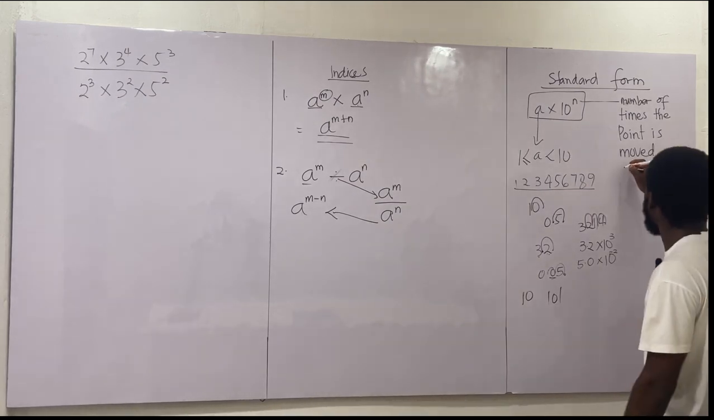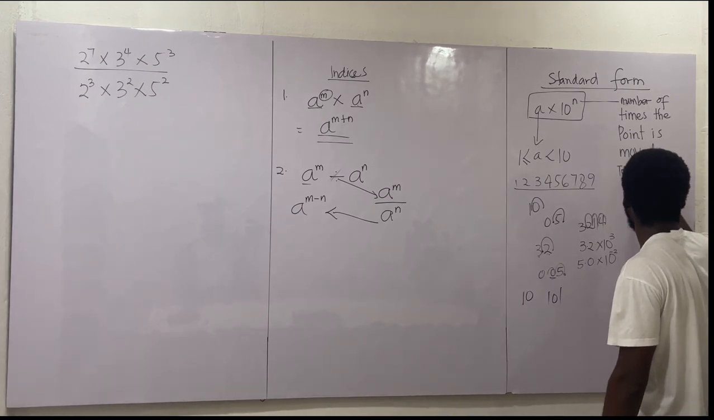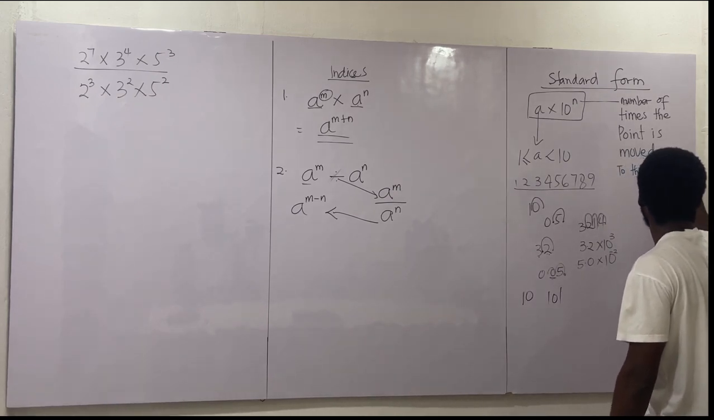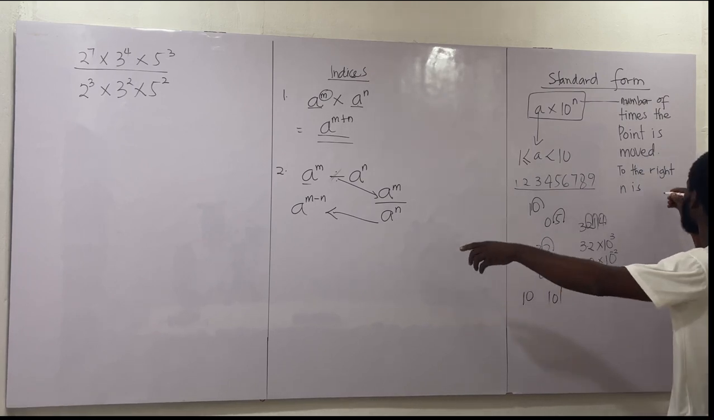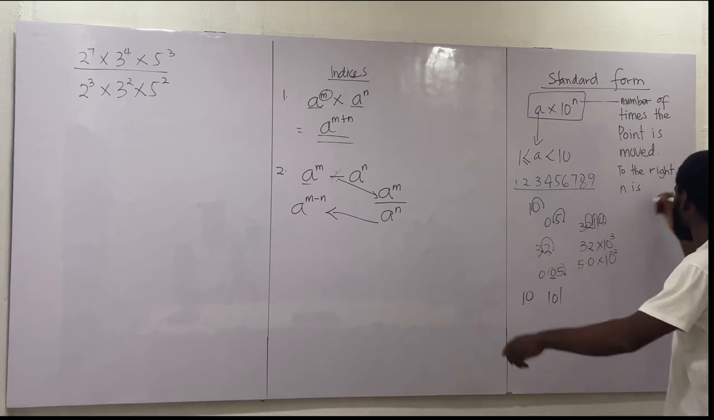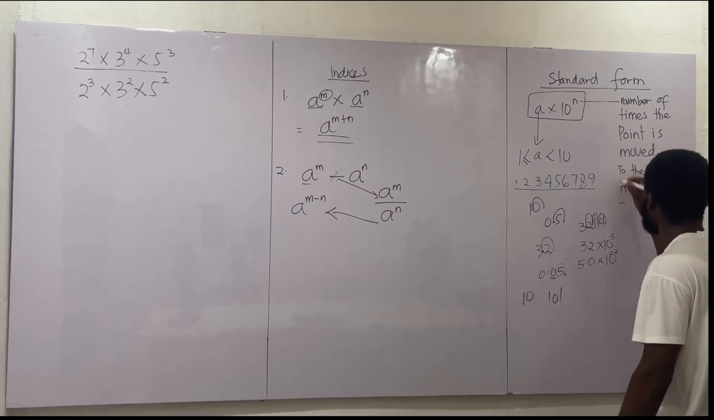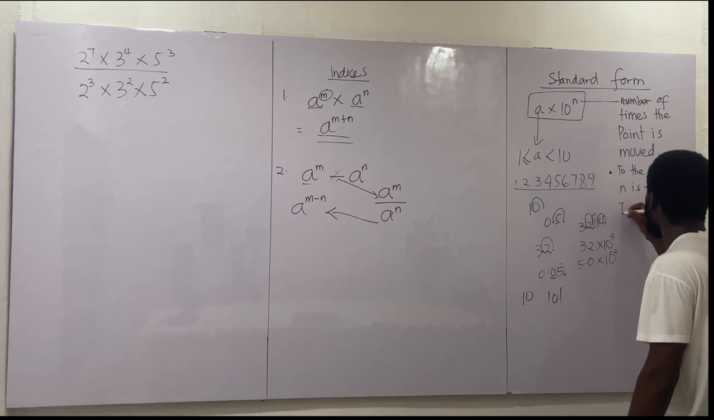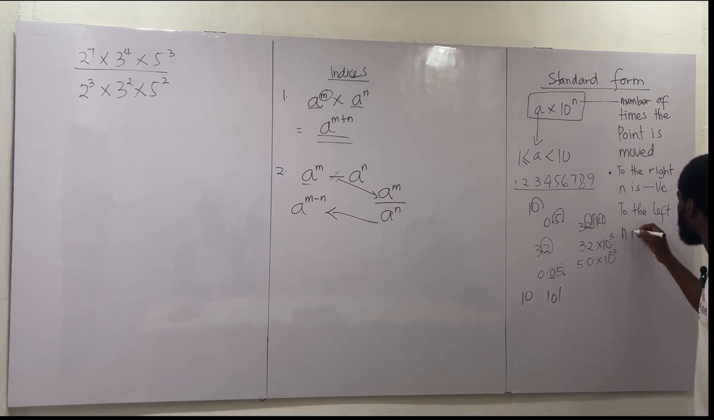So let's write this down. To the right, n is what? Once we go to the right, n becomes negative. To the right, n becomes negative. This is a point you have to note for n. Then to the left, n is what? It's positive. So we have to note this.